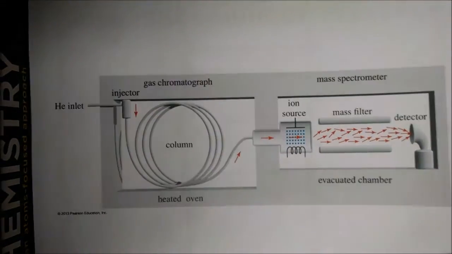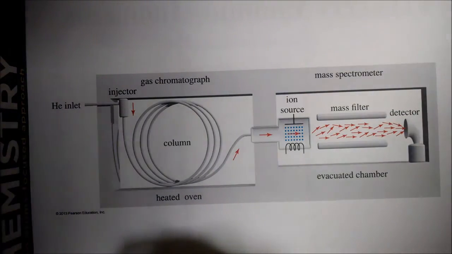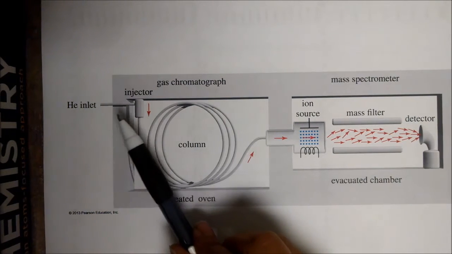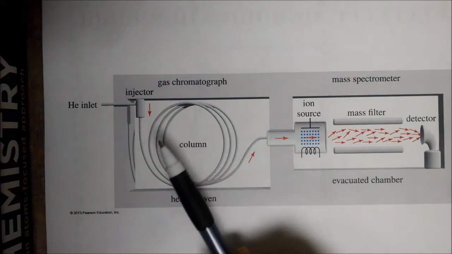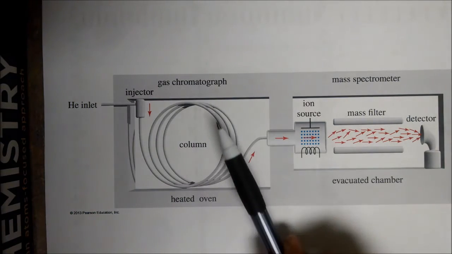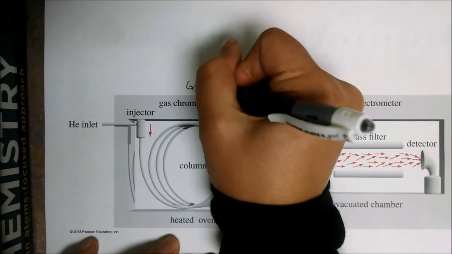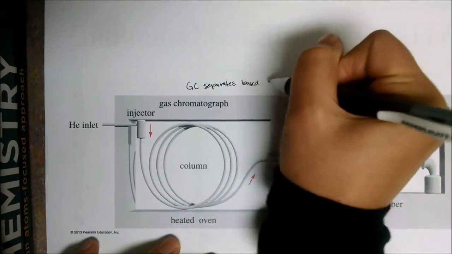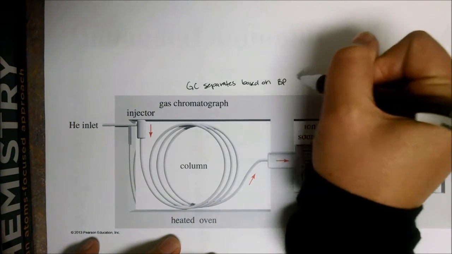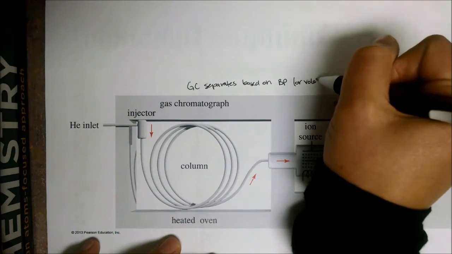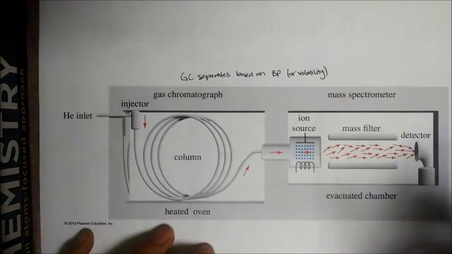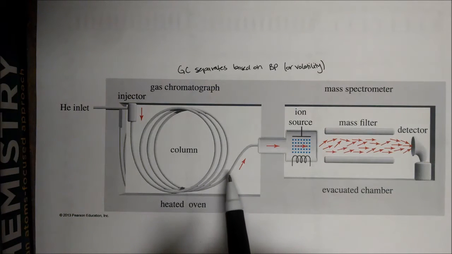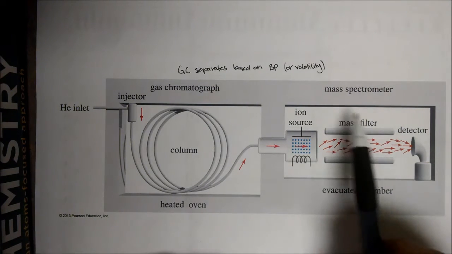So this is what a GC kind of looks like on the inside, okay? So you put your sample in here, and this nice helium gas will kind of sweep it along inside the column, and things will separate on the column, okay? The GC separates things based on boiling point, or volatility. Okay? If you have a low boiling point, then you're going to pass through the column a lot quicker, okay? And you're going to go into the mass spec, okay?